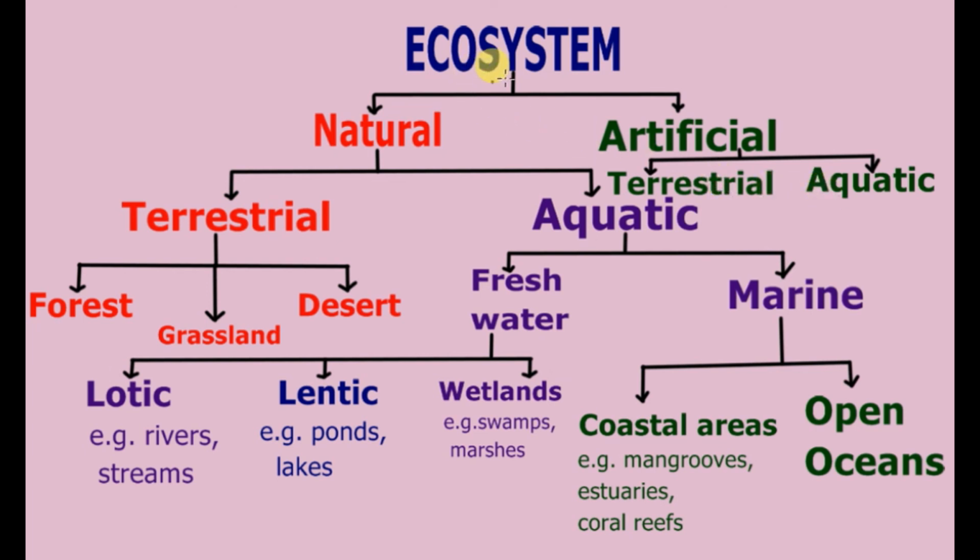So we can say that ecosystem is basically of two types, natural and artificial. Natural is again of two types, terrestrial and aquatic. Artificial is again of two types, terrestrial and aquatic. Natural terrestrial ecosystem may be of three kinds: forest, grassland and desert. And natural aquatic ecosystem may be of two types: freshwater and marine. So that is all about the concept of ecosystem.